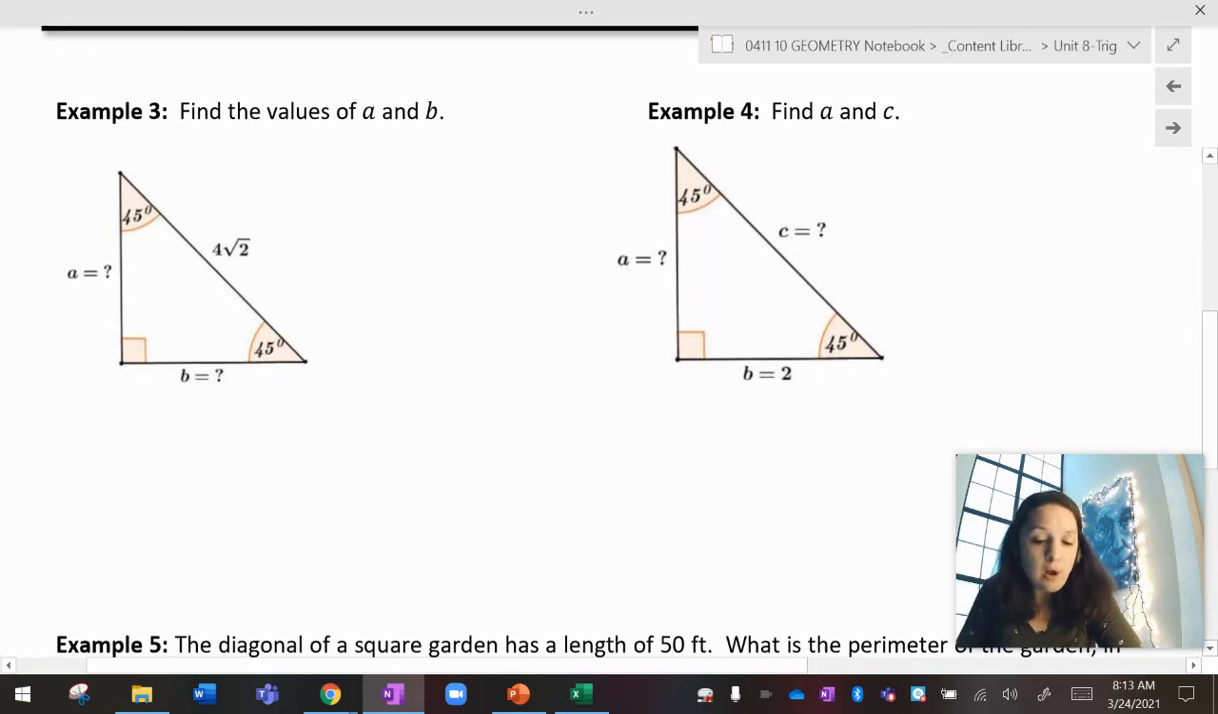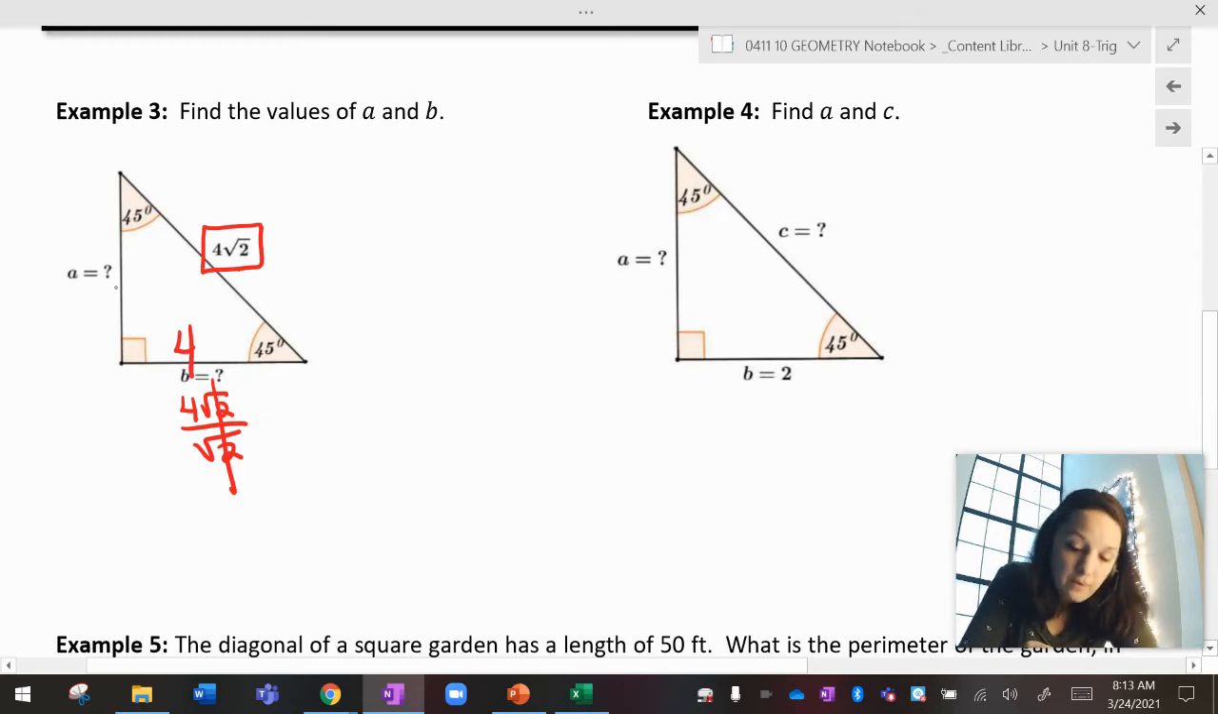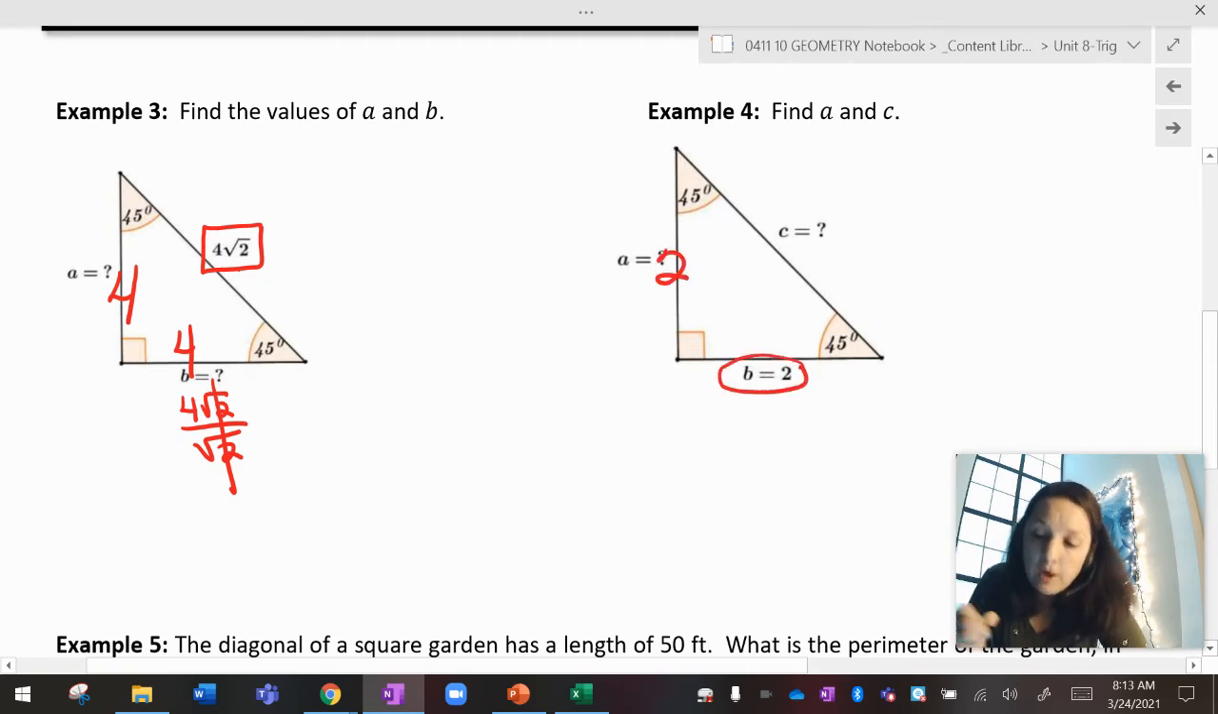Okay? So if I come down here, I have 45, 45, 90. I know the hypotenuse. So if I know the hypotenuse, I'm going to divide by root 2 to get this one. So this is going to be 4 root 2 divided by root 2. This is just 4. If this is a 45, 45, 90, the legs have to be equal, so the other one's 4. I come over here. Here's another 45, 45, 90. If one side is 2, the other side is 2, and the hypotenuse is that times root 2. That's it. It's just a pattern.